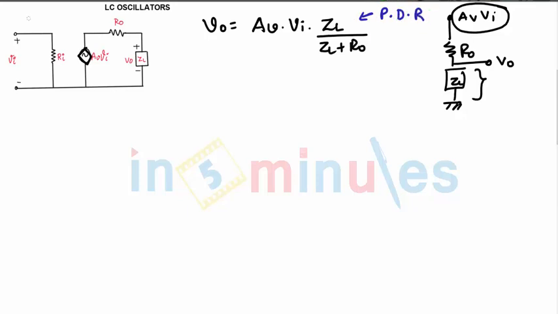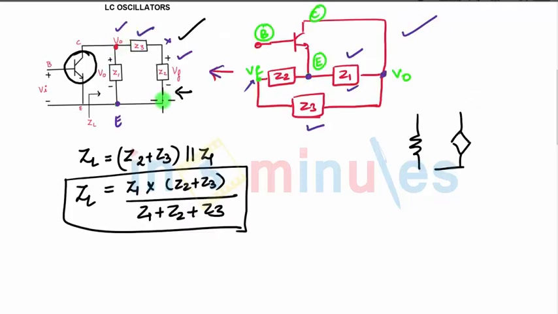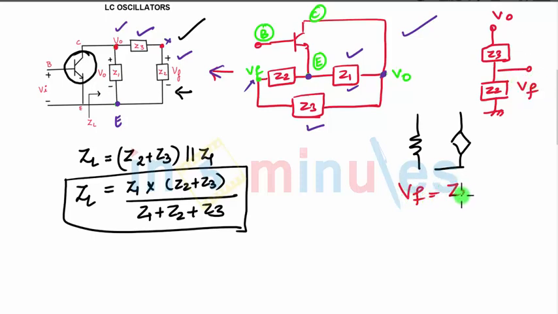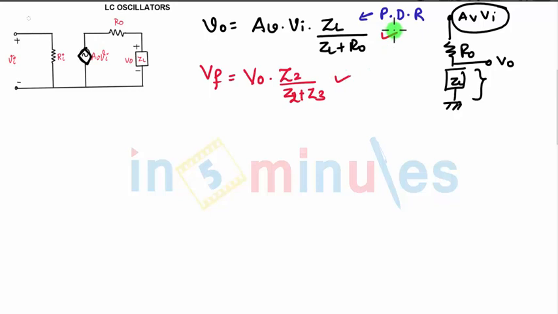Now similarly we can find VF. Feedback voltage VF can be found as VO into Z2 upon Z2 plus Z3. How? In this diagram, if I want VO, or you can say VF, the circuit will be, you have Z3, you have Z2, it is grounded. Here you have VO and the voltage across this is VF. So I can write VF as Z2 upon Z2 plus Z3 into VO, that is the total VF, considering the potential divider rule. So the same equation I am using here, VF and VO.